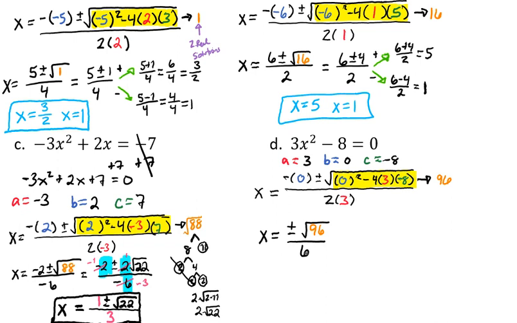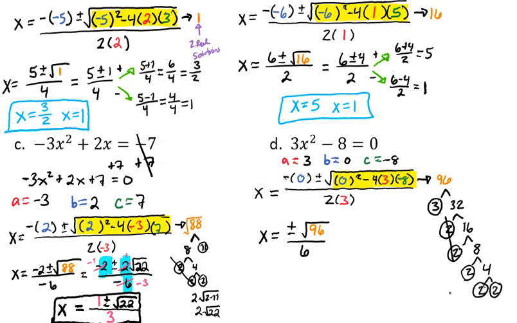Now 96 is not a perfect square, so we're going to need to break that down. So we're going to use a 3 and a 32. 3 is a prime number. For the number 32, we could use a 2 and a 16. And for 16, we could use a 2 and an 8. And for the 8, a 2 and a 4. And for the 4, a 2 and a 2. And we're looking for pairs. So we have a pair of 2's here.